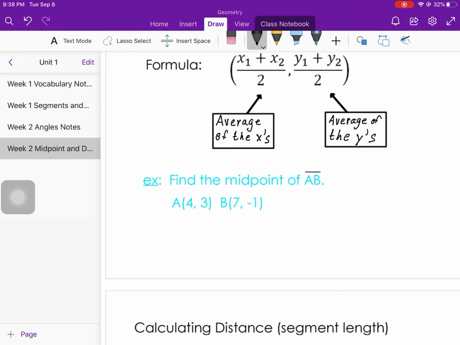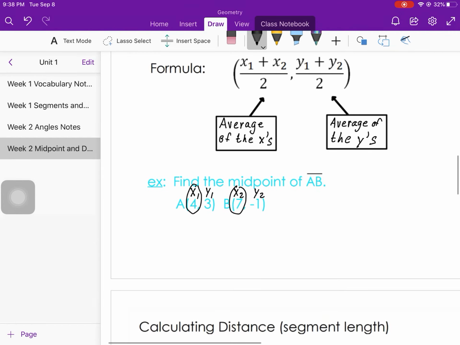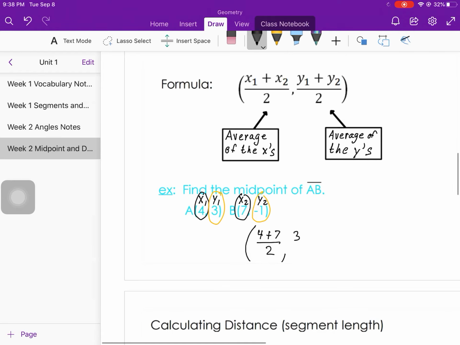So now how we do this with A and B down here, (4, 3) and (7, negative 1), is we go ahead and label these. So this is my x1, y1, because it's a coordinate pair, and then my second set is x2, y2. So now I just want to focus on my x's first. So my formula up here, I add them together. So 4 plus 7 divided by 2. And I'll put a comma. And now I want to focus on my y's. I'll do a different color here. So y1 and y2. I have to be a little careful because I'm working with a negative. So I'm taking 3 plus negative 1, dividing that in half.